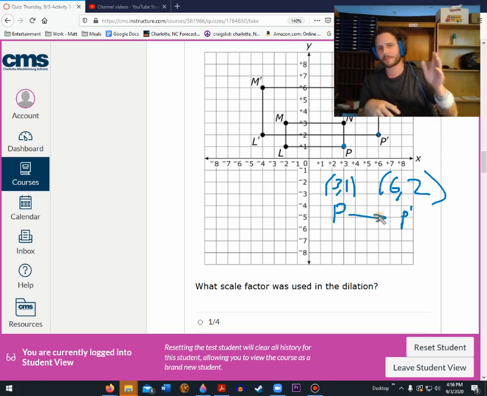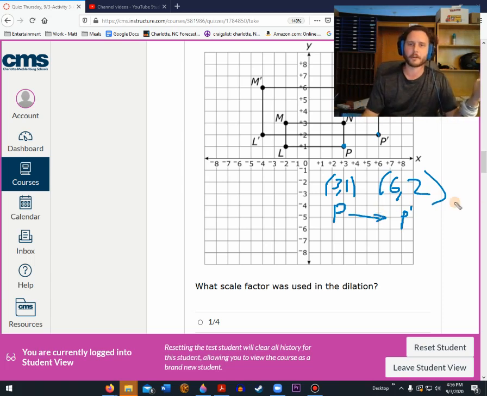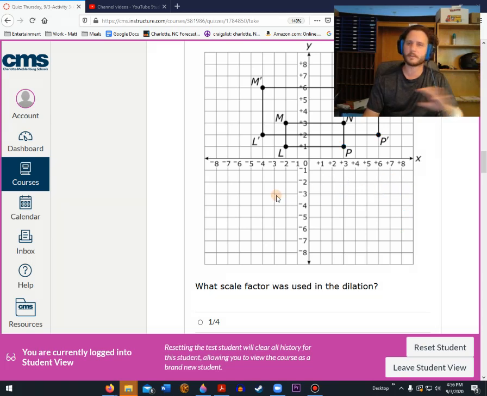So we got 3 times 2 is 6. 1 times 2 is 2. Our scale factor is going to be 2. That's it for this one. No need to look at all 4 points. No need to do any measuring.